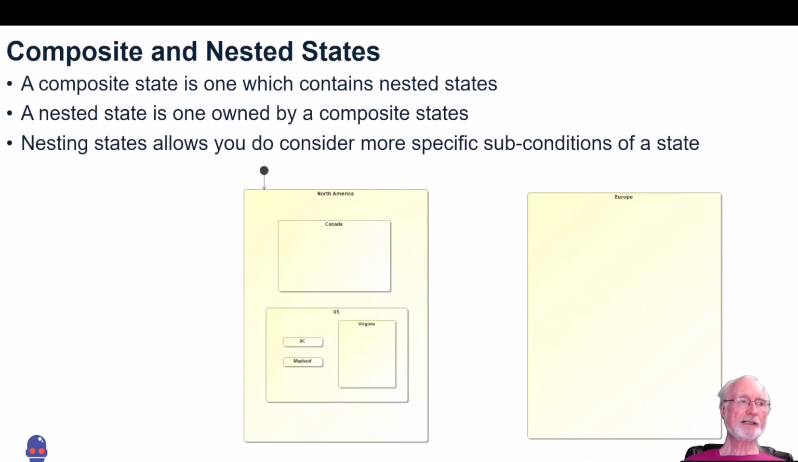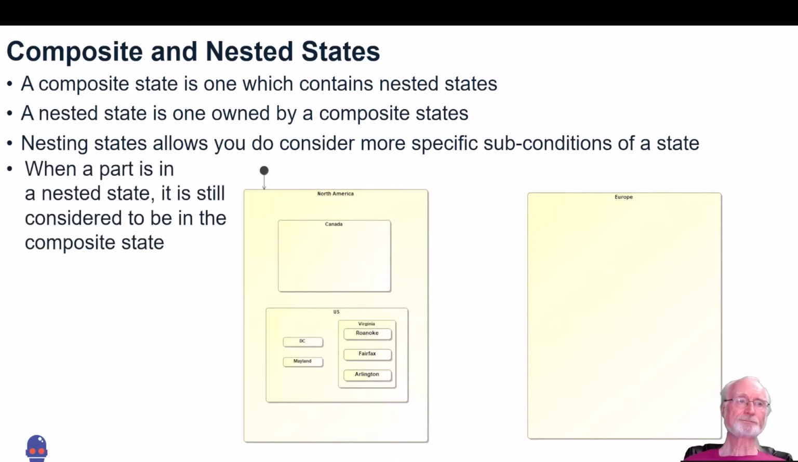Within the U.S., I can be either District of Columbia, Maryland, or Virginia. Those are OR states in the context of the U.S. Now notice that if I'm in Virginia, I am in the state of U.S. And if I'm in the U.S., I'm in the state of North America. That is simultaneously true. And in Virginia, I could be in Roanoke, Fairfax, or Arlington. So when a part, or an object, which in SysML terms is called a part, is in a nested state, it's still considered to be in the composite owning state as well.